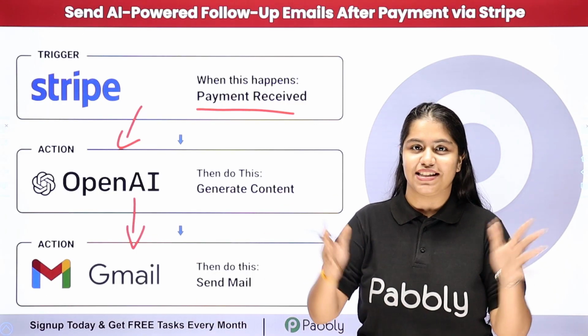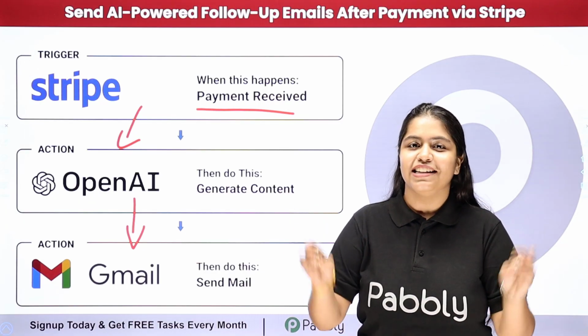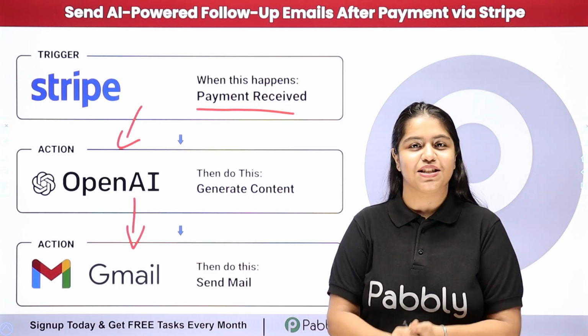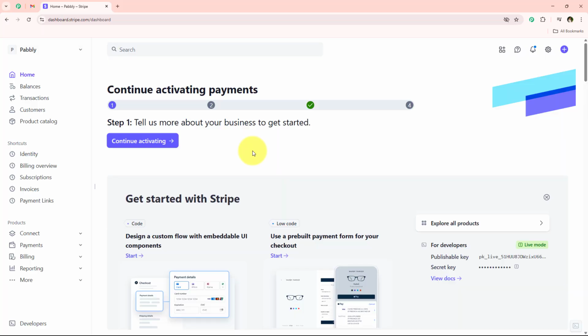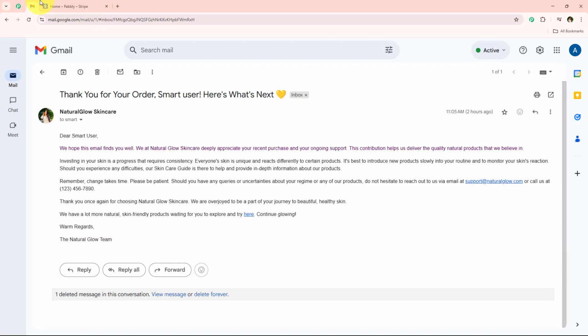So if you also want to create this amazing automation for your own business, then for that you have to come with me towards my screen. Welcome to my screen everyone. In this video I'll show you how to automatically send personalized AI generated follow-up emails whenever a successful payment is made through Stripe. So whether you're offering a thank you note, onboarding instructions or product recommendations, this workflow uses OpenAI to generate smart and relevant emails tailored to each customer. It's a great way to build relationships and boost retention without writing a single email manually. Let's set this up step by step.